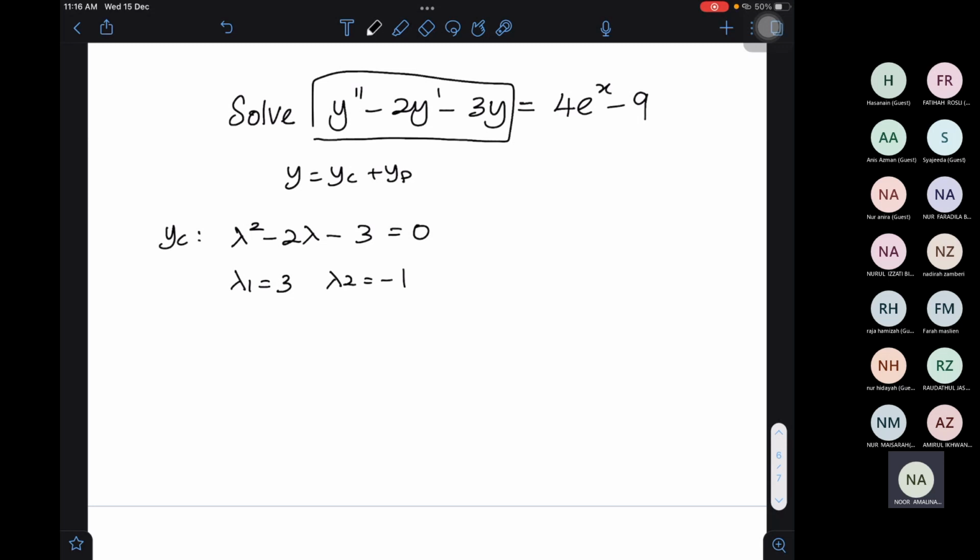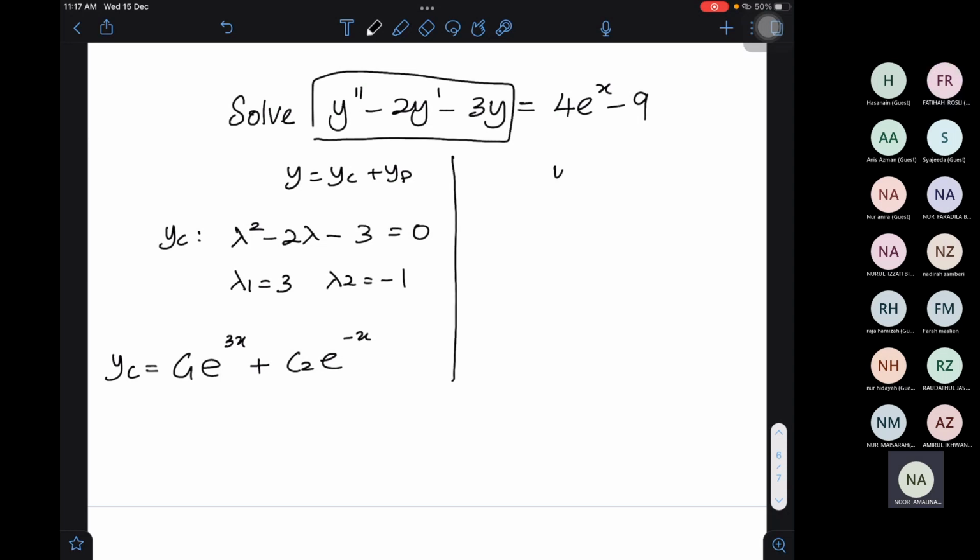So bila lambda 1 tak equal to lambda 2, apa kita punya yc? C1 e eksponen 3x tambah C2 e eksponen negatif x. Okay, very good. Thank you. So settle part yc settle. Okay, kita biarkan dia kat tepi ni diam-diam. Dia dah settle dah kat situ.